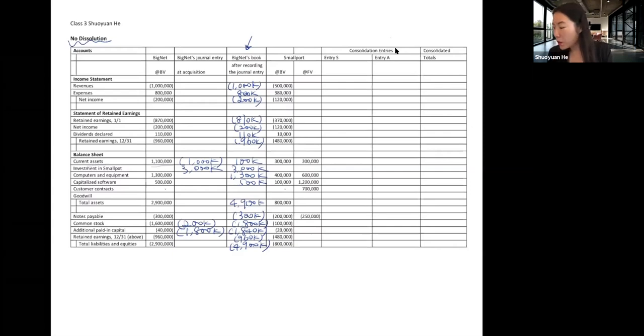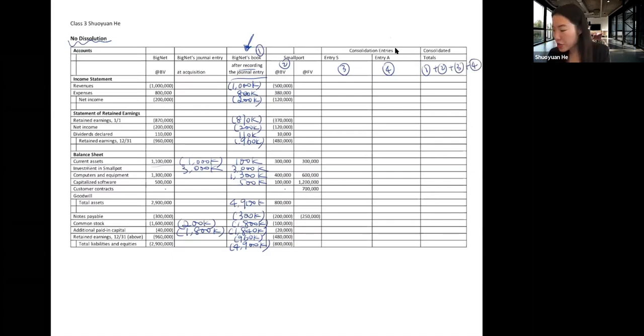And then what we do in consolidation is we take BigNet's book after recording the journal entry at acquisition. So if this is 1, we combine it with Smallpot's book. We combine consolidation entry S and A. And that will give us the consolidated total numbers.